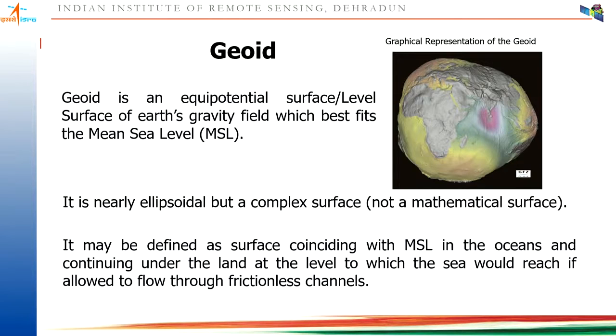Now for some of the measurements, we are taking the geoid as a reference point for the vertical measurement, and vertical means height. From the geoid we can measure the height, and similarly we are taking height from the ellipsoid as well. So various reference points are there.